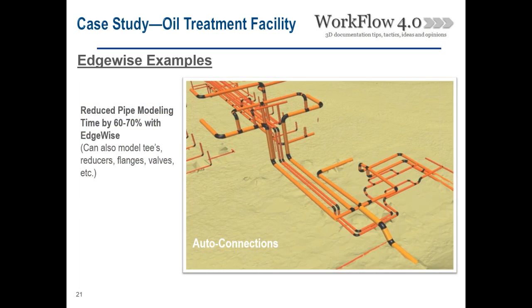This next slide here shows some of the pipelines in Edgewise and another tool that Edgewise has of automatically cleaning up and connecting your pipelines. It will add elbows, and inside of Edgewise you can also add T's and reducers, flanges and valves. On this specific project we did not utilize Edgewise to its full capability of doing the flanges and valves. We used it for doing all of the pipelines though, and it definitely reduced our pipe modeling by 60 to 70%. It's definitely a great tool for anyone dealing with pipeline modeling.